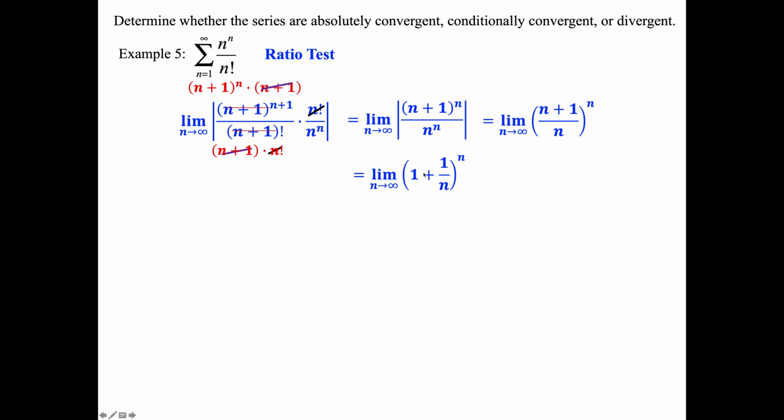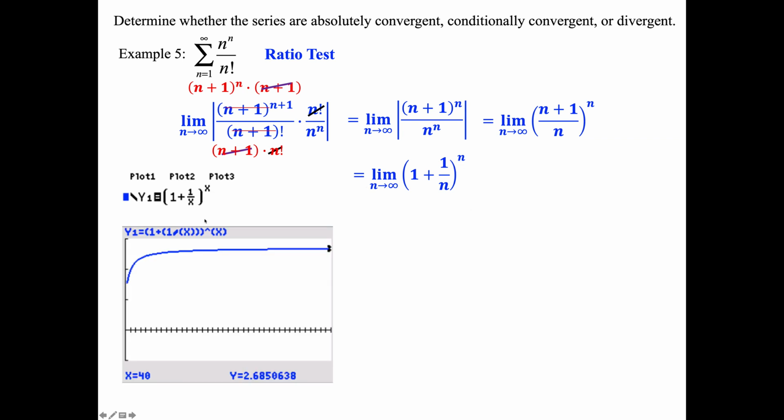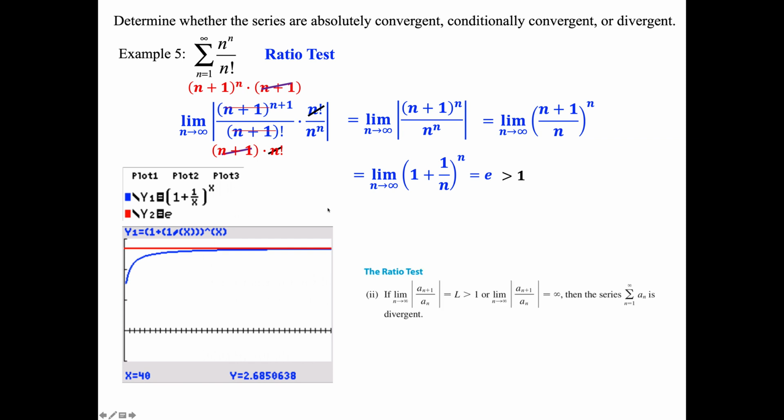And this looks very familiar to me. You may have had a good college algebra teacher that demonstrated that this is the definition of your base e value. So here's that function right there, 1 plus 1 over x to the x power. It flattens out. It's approaching that red line, which is represented by base e. Well, e being 2.7 is greater than 1. That's step 2 of our ratio test. So our series diverges by the ratio test.